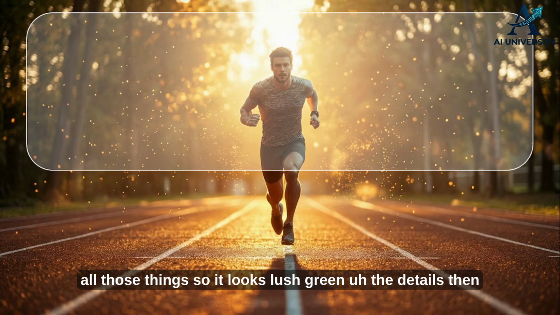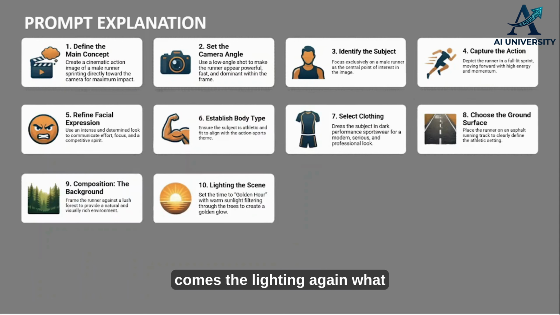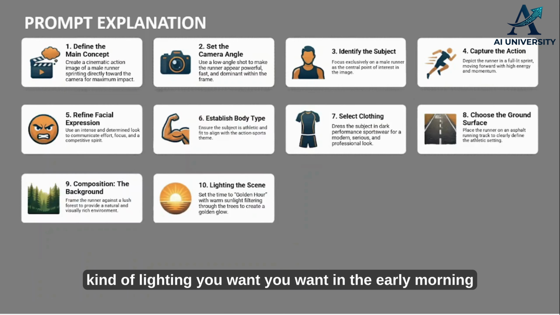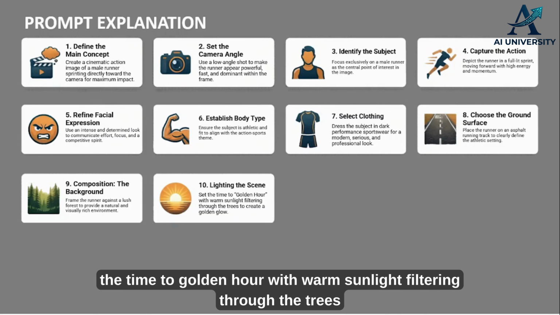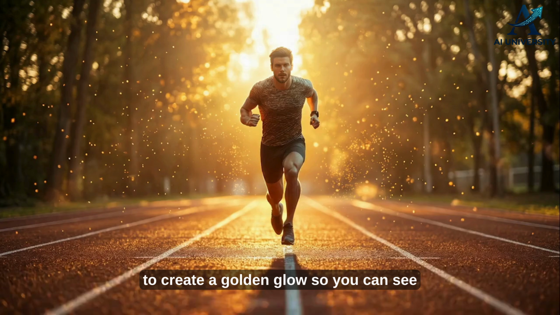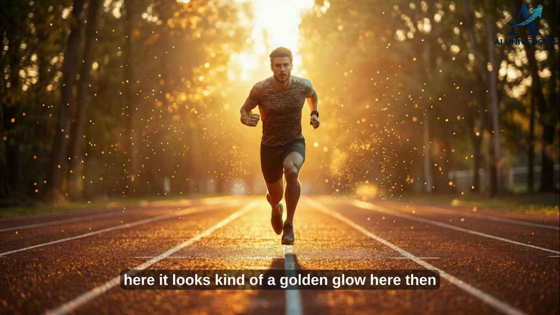The details. Then comes the lighting. Again, what kind of lighting do you want: early morning, afternoon, or evening at the golden hour? You can define that. So I have set the time to golden hour with warm sunlight filtering through the trees to create a golden glow. So you can see here it looks like a golden glow.